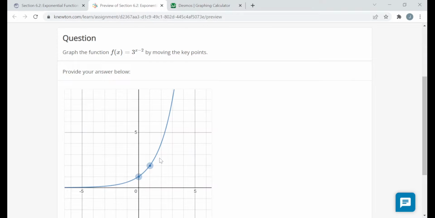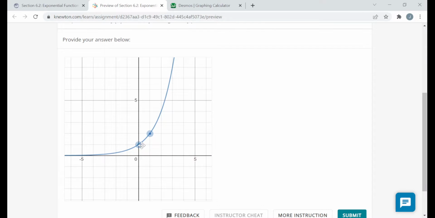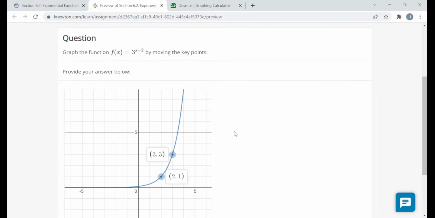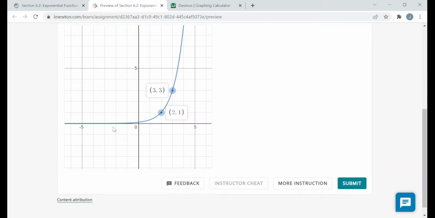So back in the assignment, I'm just moving these points. Here's 0, 1, I'm moving that over to 2, 1. And here's 1, 3, I'm going to move that over to 3, 3. So there's 2, 1 and 3, 3, those are on the graph, and that's all I need. It's an increasing function, the domain is all real numbers, the range is all positive numbers, the horizontal asymptote is the x-axis, it's got all that stuff. And then I submit.